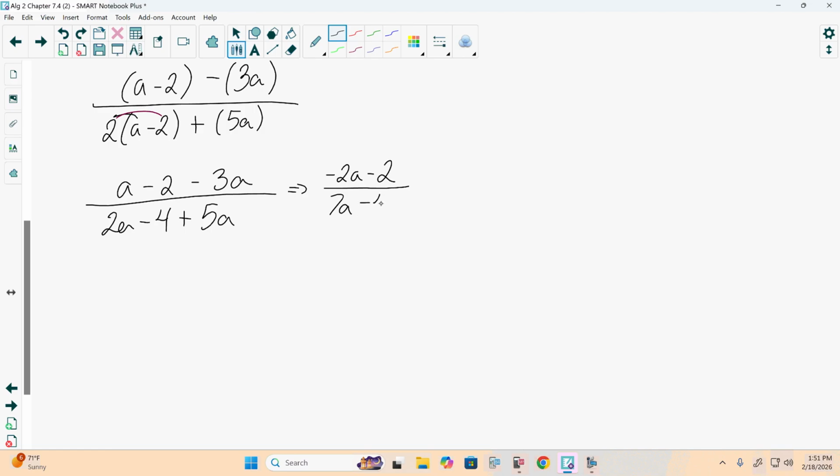Yes, because on bottom our 2a and 5a would add together. 2a plus 5a is 7a. Giving us 7a minus 4 on bottom and negative 2a minus 2 on top.